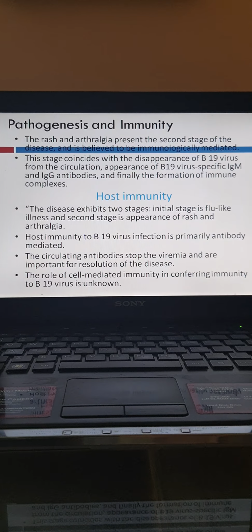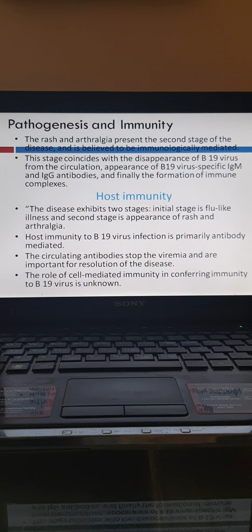So during this time, what happens? The rash and the arthralgia are the presentation of the second stage of the disease, and this is immunologically mediated. During this stage, there is a disappearance of B19 virus from the circulation and the appearance of B19 virus-specific IgM and IgG antibodies. This leads to the formation of immune complexes, and because of the immune complexes, there is formation of an erythematous rash and arthralgia.